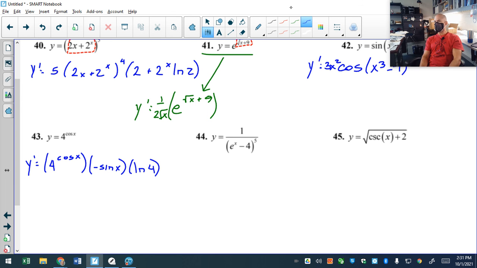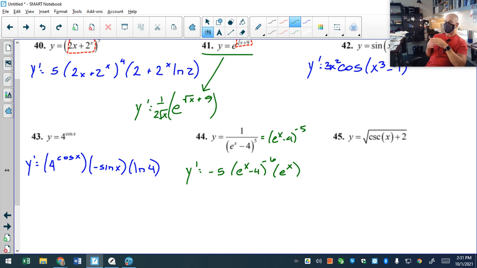44, what do you want to do? Bring that bottom up. Make it e to the x minus 4 to the negative 5. And now we have a nice chain rule. Y prime, negative 5, e to the x minus 4 to the negative 6 times the derivative of the inside, which is e to the x. How are we doing on these?